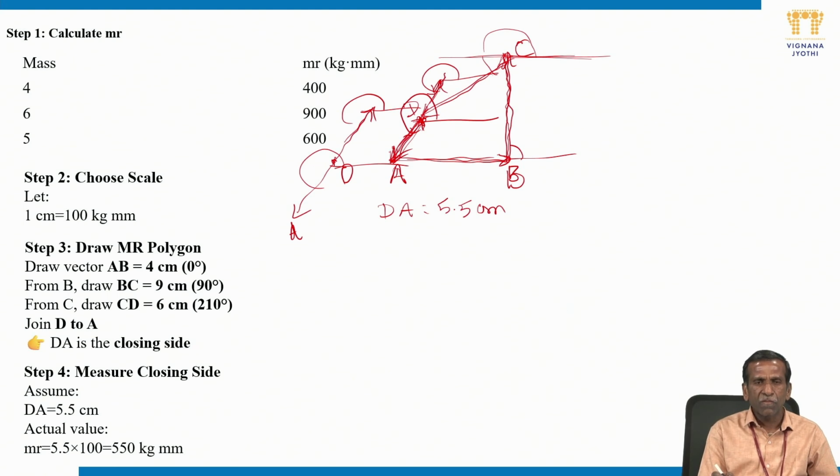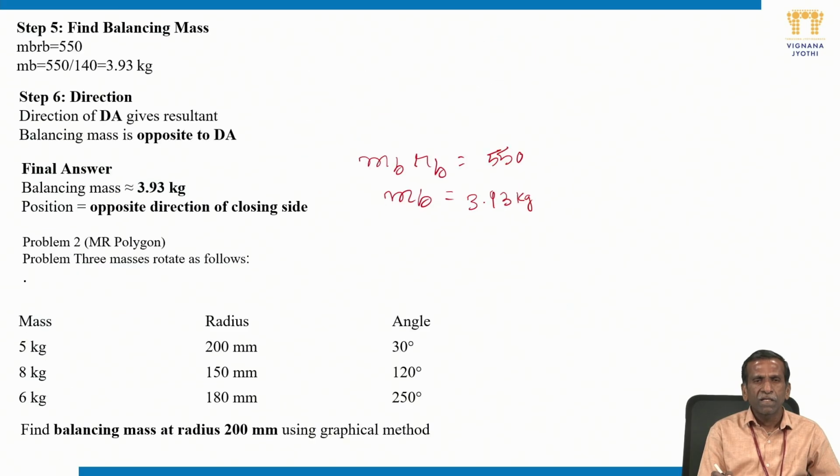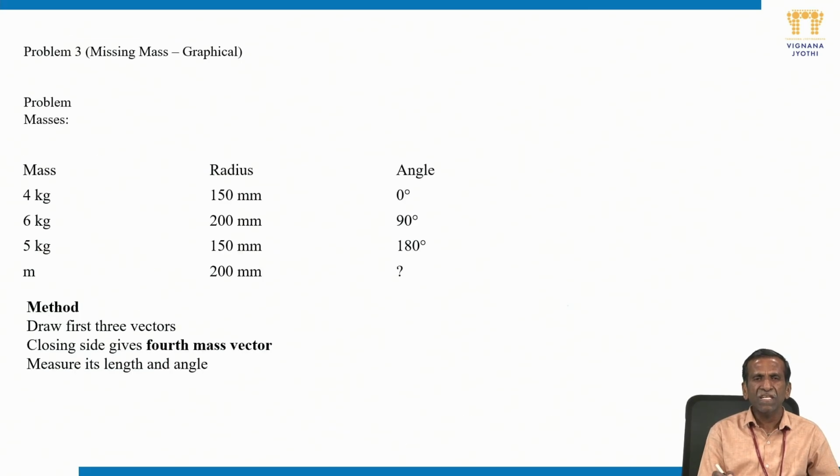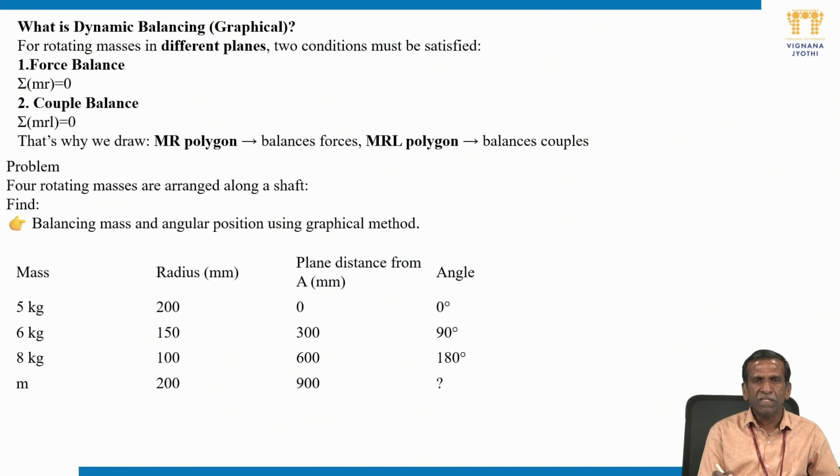Okay, so this is about this problem, and we will also see MR. This is a single plane, all the masses are rotating. In case masses are rotating in different planes, then how do you approach? That we will see. Okay, basically the dynamic balance concept, that one.